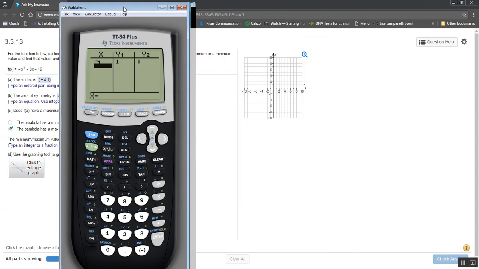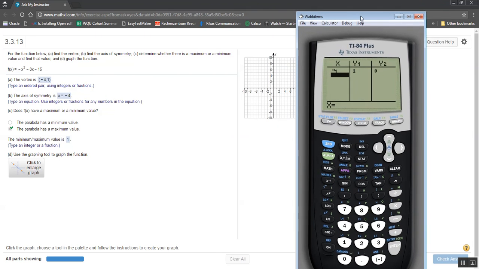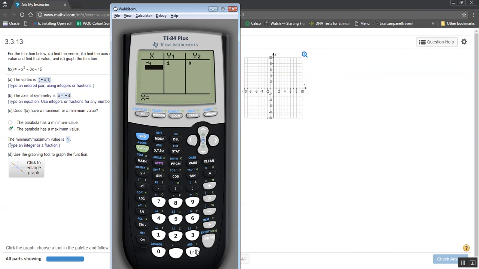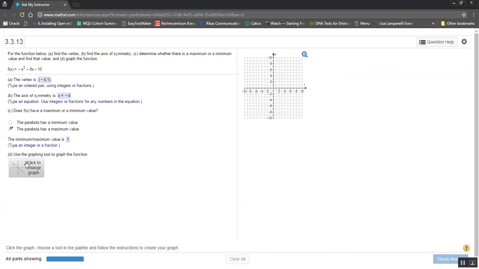Now I said that I thought negative 3 or negative 5. Let's see, negative 3. Yeah, negative 3, 0. Okay, so let's try those.